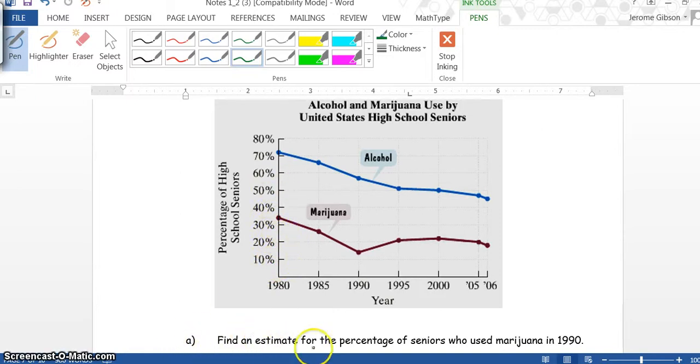It says A, find an estimate for the percentage of seniors who used marijuana in 1990. Now if we come here, we had the year 1990, and we notice our point is here. It's almost at the halfway mark. So we can venture to say that it's approximately 14%.